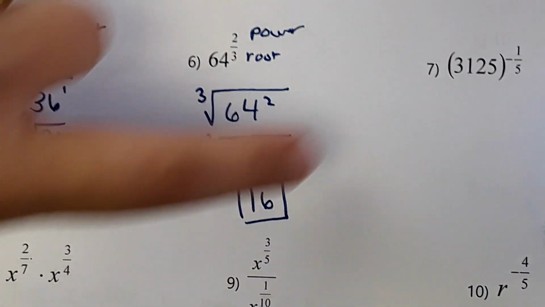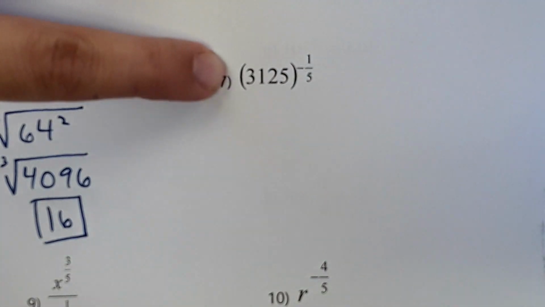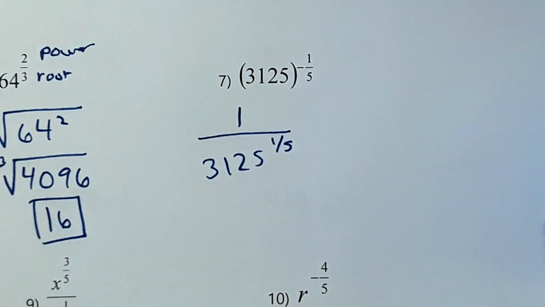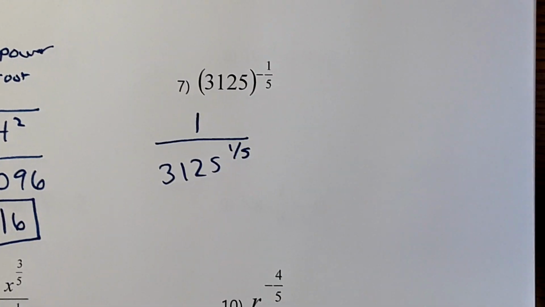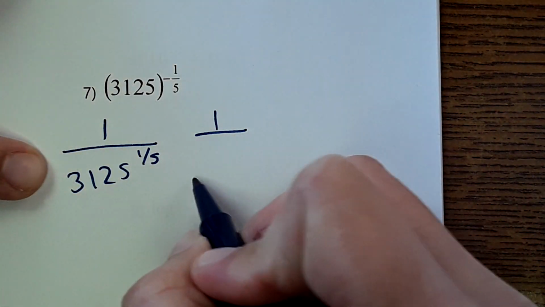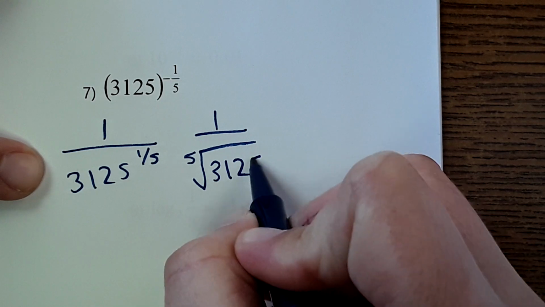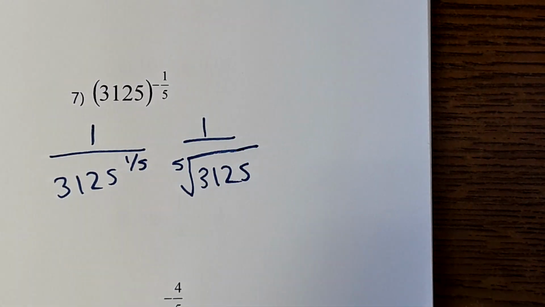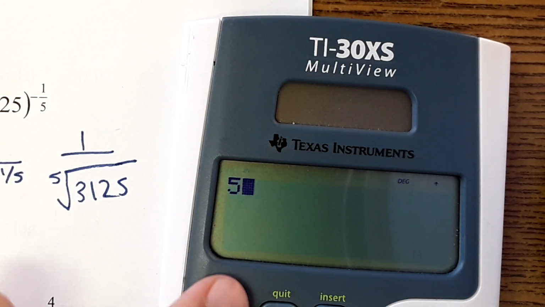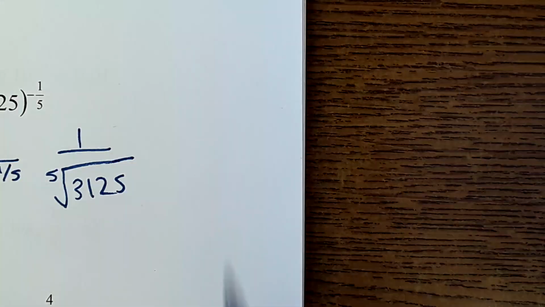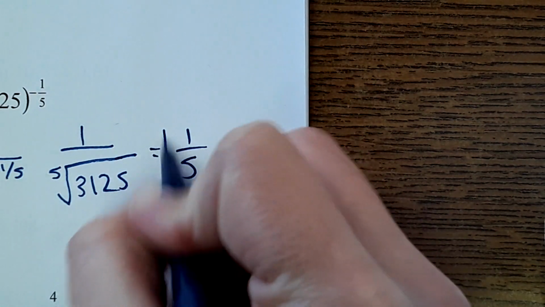Okay. Number 7. We have a negative exponent again, so we're going to write this as 1 over 3,125 to the 1/5 power. Then from here, the 1/5 power would look like this, 5th root of 3,125. You could break this up into factors if you wanted to, or plug it in the calculator. 5th root of 3,125 comes out to 5. So this answer is actually just 1/5.